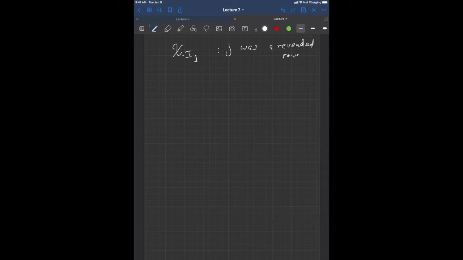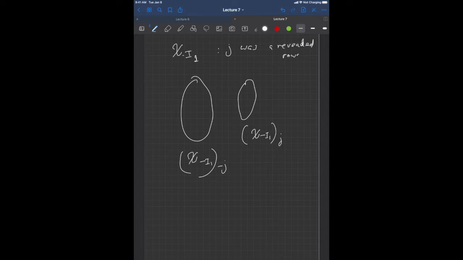If you look at this graph, you have x minus I1, and from the set of matrices you remove the jth row on the left side, and on the other side you have x minus I1 and just the jth row on the right side. So for j to be a revealed row, what's the average degree of a node on the left side? The average degree j of x minus I1 was at most 2 to the n minus tau. So this was quite low.